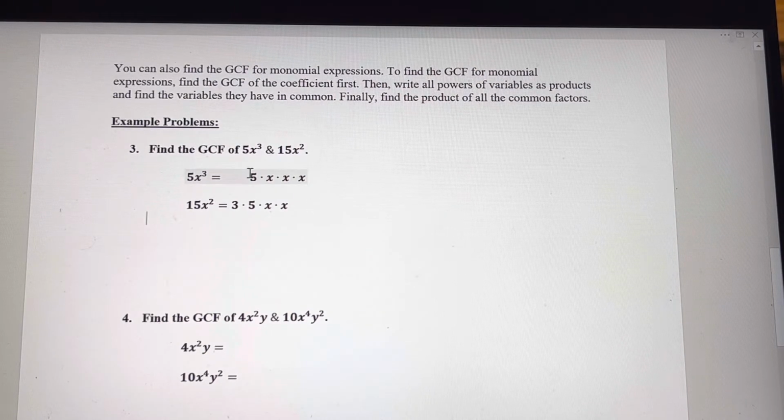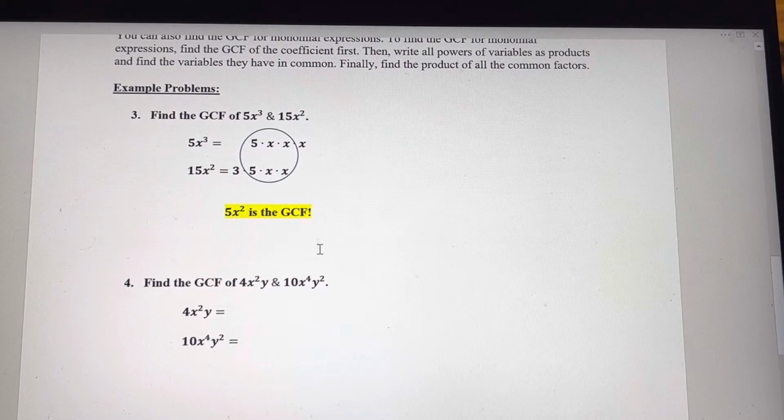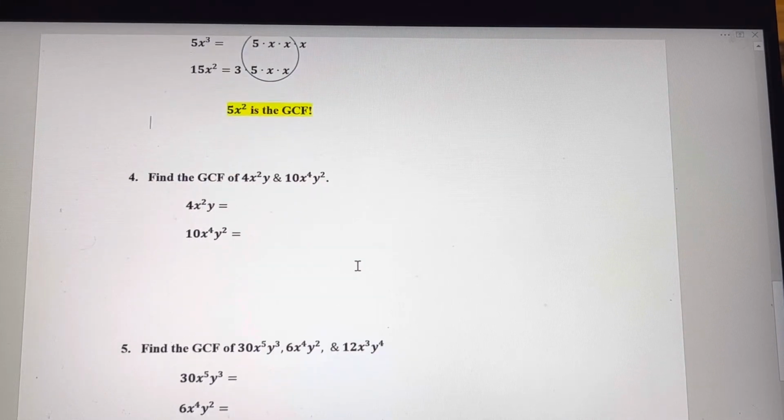So what we want to look for is the numbers or the variables that these have in common. If you'll notice, I left a little space here. They both have a 5 in common, and they've got the product of these two x's here. So my GCF is going to be this product right here, 5 times x times x. But either way, 5x squared is going to be my GCF. Again, we're going to use this concept a lot, so make sure you get this down.